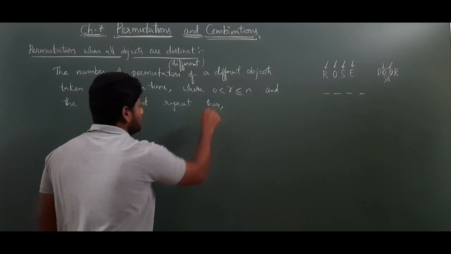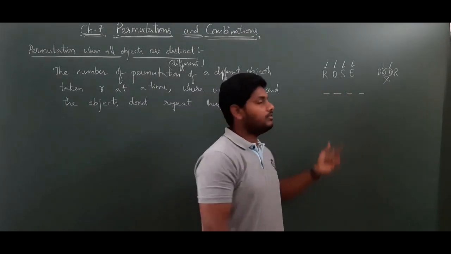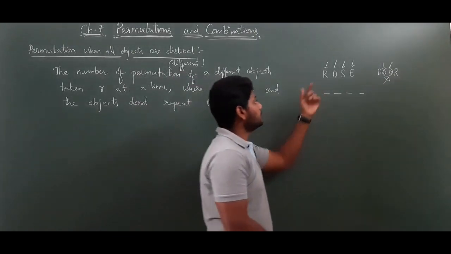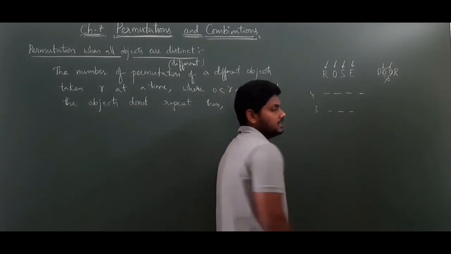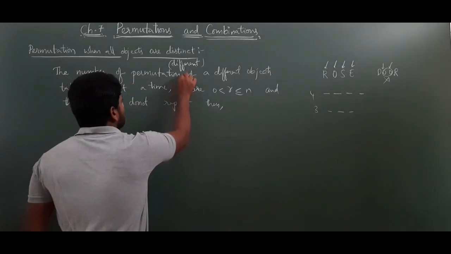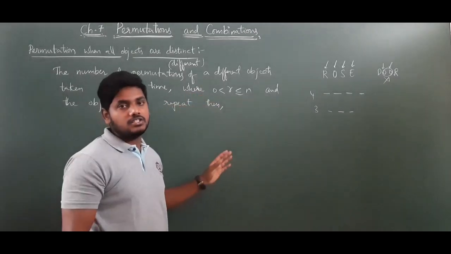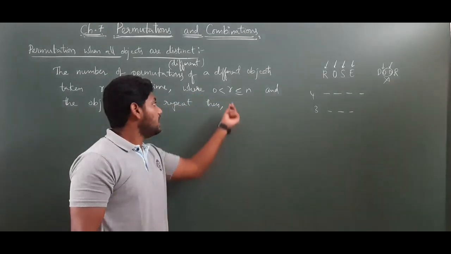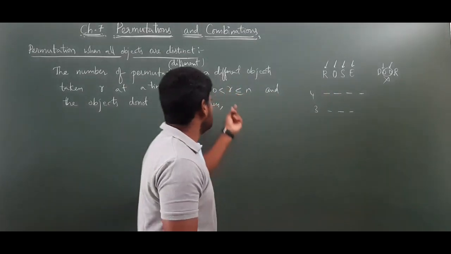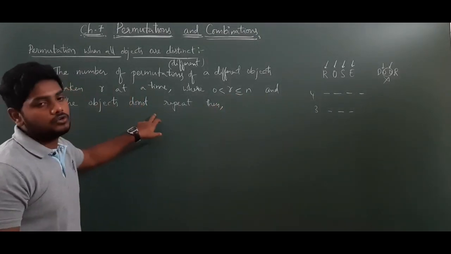Here r means how many we need to form. Previously, by using the word ROSE we needed to form a 4-letter code, so the r value will be 4. If from that ROSE you want to form a 3-letter code, then r will be 3, right? That's what they are telling. The number of permutations of n different objects taken r at a time, where r is greater than 0 and less than or equal to n. At least we need to take one element, right? And the objects do not repeat.